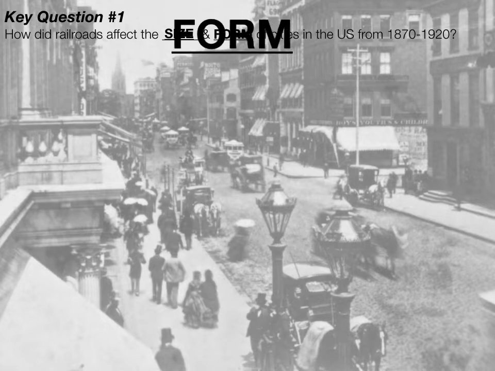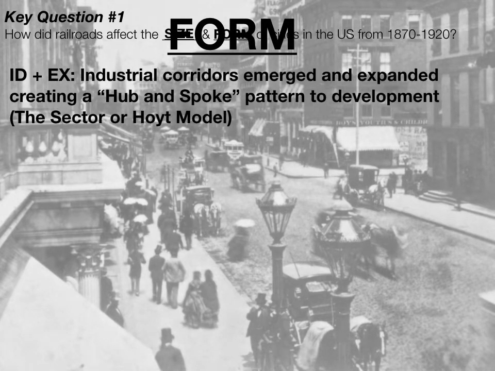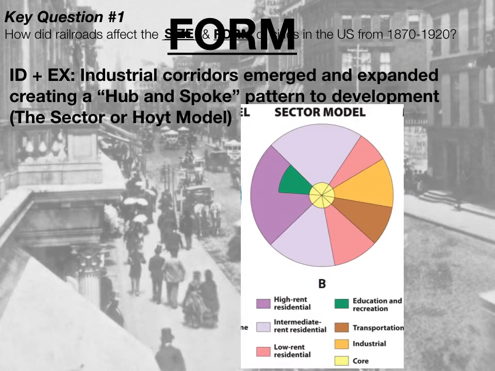Additionally, industrial corridors emerged and expanded, creating a hub and spoke pattern to development. This is reflected in the sector or Hoyt model, and we can see right here where we have a transportation corridor right next to an industrial corridor, and that's a direct result of the growth of the railroads. Let's move on to key question number 2.